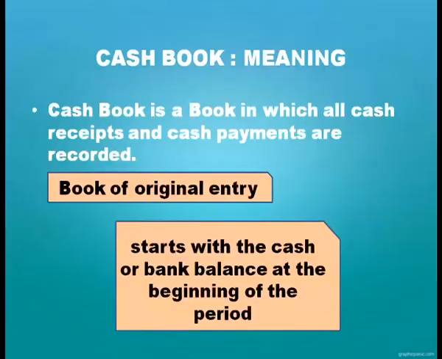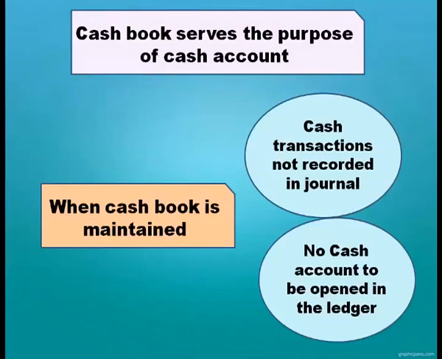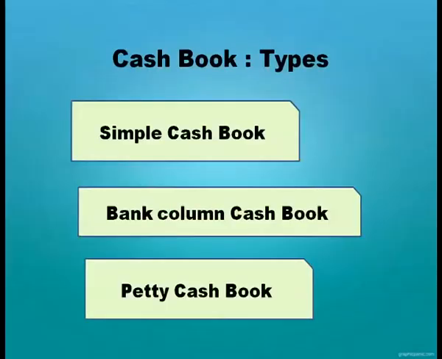Cash book is a book in which all cash receipts and cash payments are recorded. It is a book of original entry. All cash books will start with the cash balance or bank balance at the beginning of the period. If it is a new business, no opening cash balance will be there. And when a cash book is maintained, cash transactions are not recorded in the journal and no cash account is to be opened in the ledger. The cash book serves the purpose of a cash account.